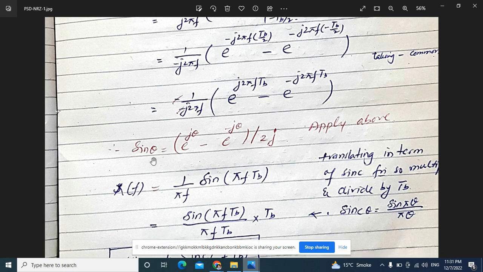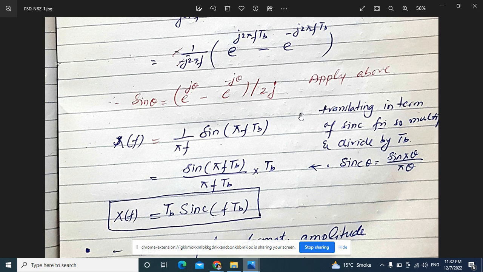And we know the simple Euler formula, that is sin theta is equal to e raised to the power j theta minus e raised to the power minus j theta, divided by 2j. If we use this formula in this equation, X of f will be 1 over pi f sin pi f TB, because the extra term is 2j, so we have to multiply by 2j. So 2j will cancel out with this 2j, so it is 1 over pi f sin pi f TB.